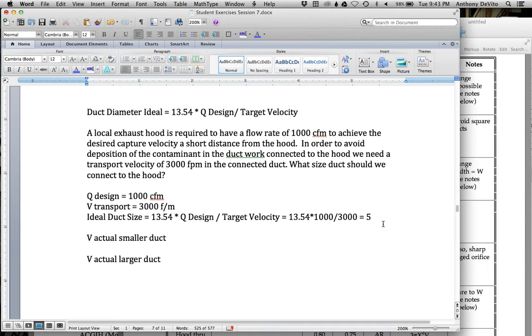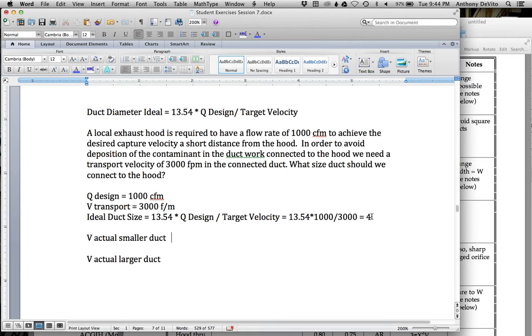However, if you have a material that you're trying to capture where even 3,000 feet per minute is marginal, you might say, I'm going to have to go to 4. I have no choice. I have to use smaller ductwork at a higher velocity. Now that you've done that, you can go back and calculate the transport velocity. It's a 4-inch duct, and you're moving 1,000 cubic feet per minute. What's the velocity you get in a 4-inch duct? It's going to be like 3,500 or 3,800 or something like that.